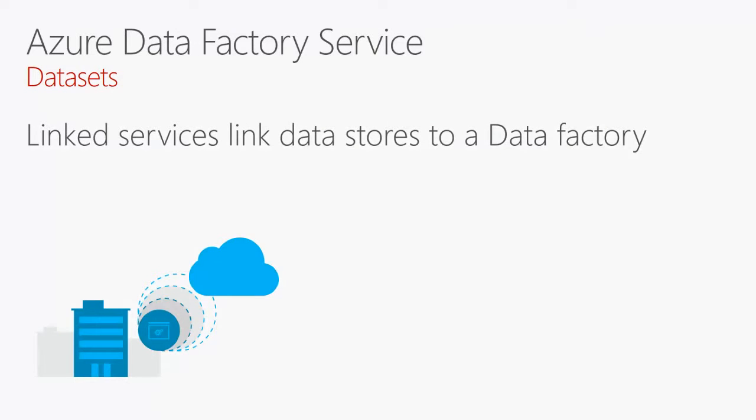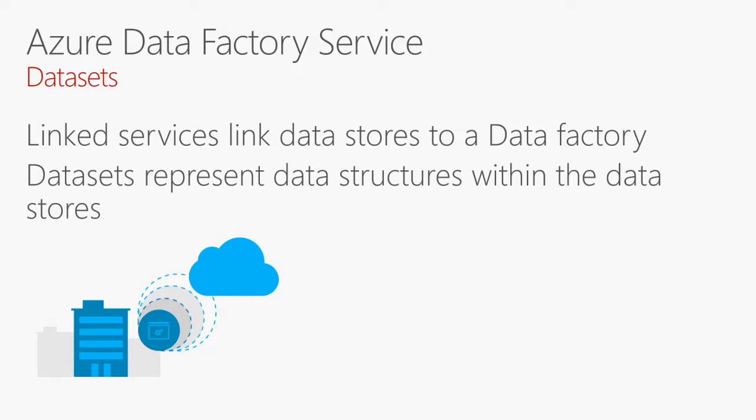Linked services link data stores to an Azure Data Factory. And datasets represent data structures within the data stores. For example, an Azure Storage linked service provides connection information for Data Factory to connect to an Azure Storage account. Similarly, an Azure SQL linked service provides connection information for an Azure SQL database, and an Azure SQL dataset specifies the table that contains the data.